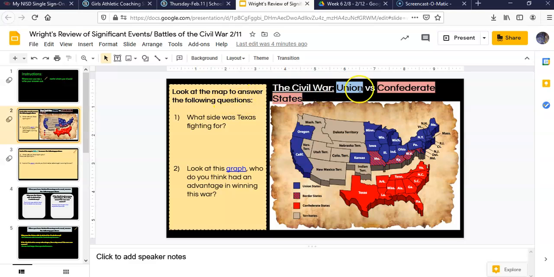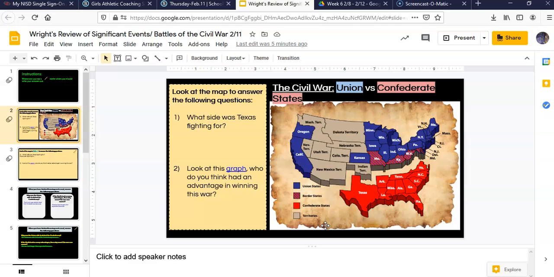The Civil War, Union versus Confederate States. What side was Texas fighting for? If I look at my map, I can see where the Union is, and I can also see where the Confederacy was. And if I look down at the corner of my map at my key, it tells me what color the Union states are, what color the Confederate states are, and what color the territories are.